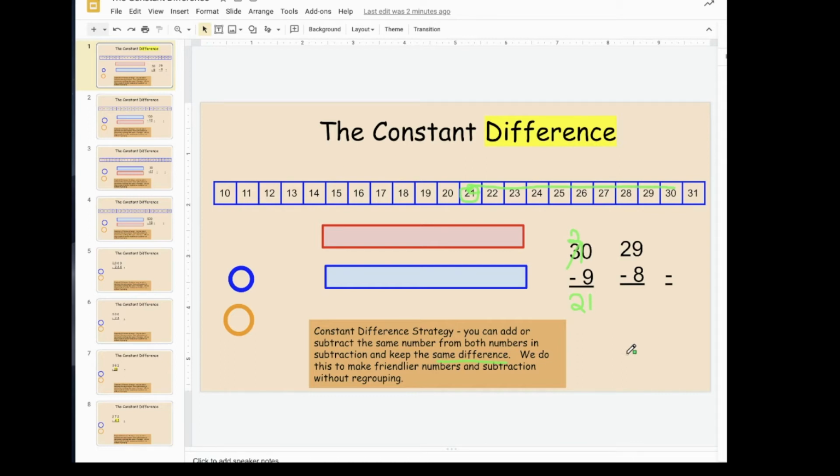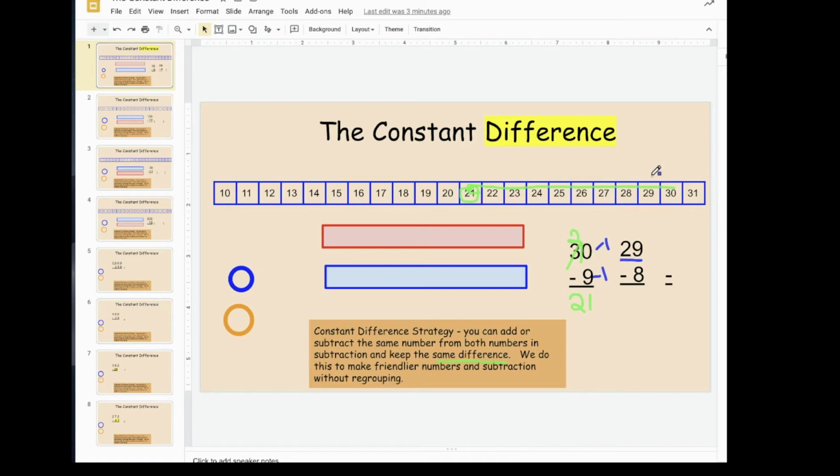But what if I didn't have to do all of that? What if I could make a friendlier number that would allow me to subtract easier? So that's where the constant difference comes in. Instead of 30, if I subtract 1, I get 29. Instead of 9, if I subtract 1, I get 8.